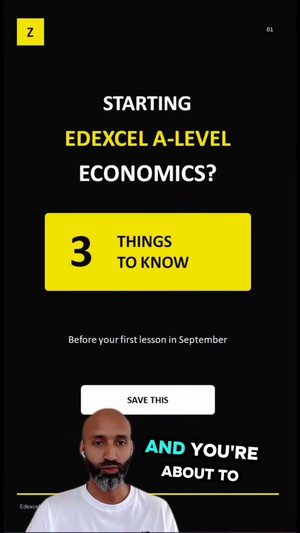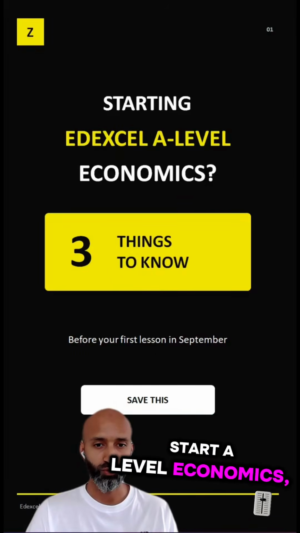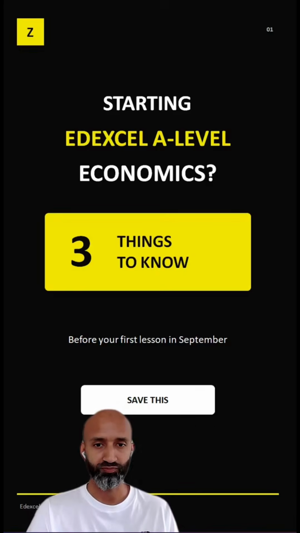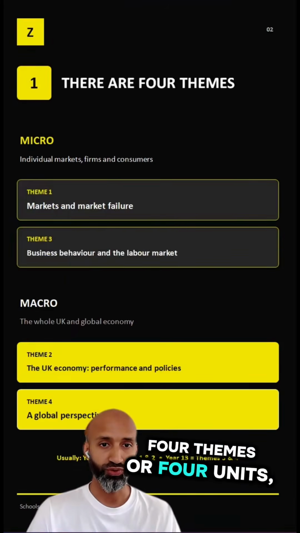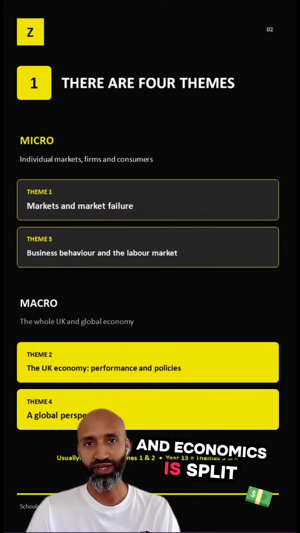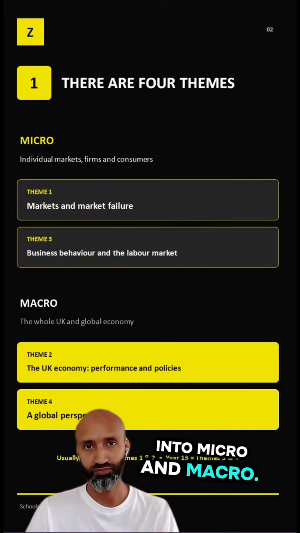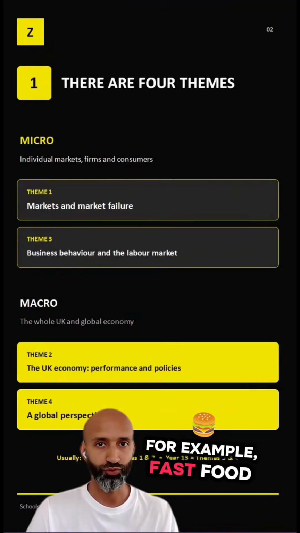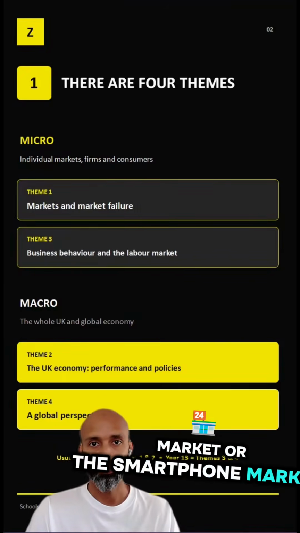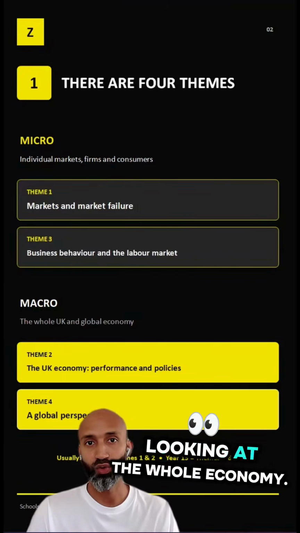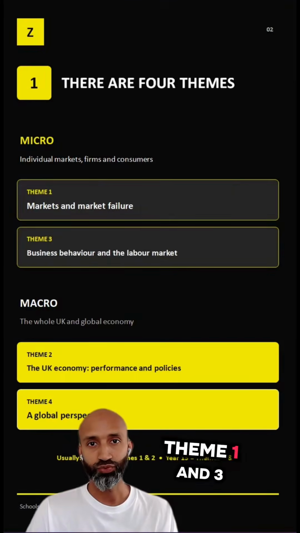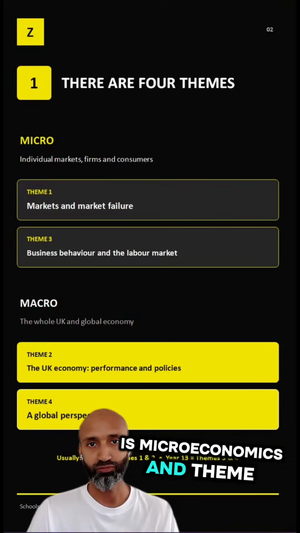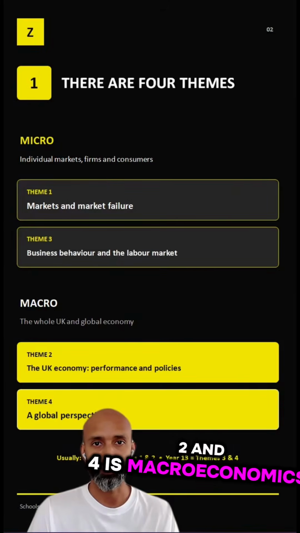Going into year 12 and you're about to start A-level economics, there are three things that might help. Okay, so there are four themes or four units, and economics is split into micro and macro. Microeconomics is looking at individual markets, for example, the fast food market or the smartphone market, whereas macro would be looking at the whole economy. Theme 1 and 3 is microeconomics, and theme 2 and 4 is macroeconomics.